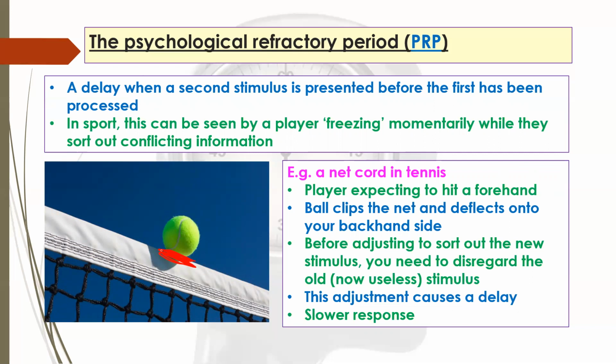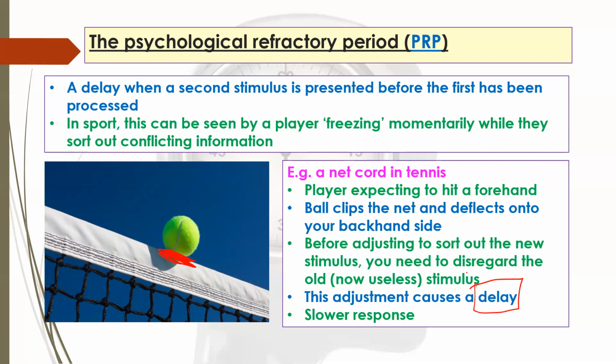And in terms of the thought process involved, you can't just think, all right, it's onto my backhand, and then immediately change. There's a little bit of a process here. Before you adjust to sort out the new one, i.e. it's coming onto my backhand, you need to disregard the previous one, which is now useless. So you've still got to try and see through that process of, it's coming onto my forehand, I'm going to hit a forehand. But then before that actually happens, the ball clips the net and it starts coming onto your backhand. So you've got to suddenly think, forget the forehand, now I'm going to hit a backhand. That adjustment causes a delay. And the delay is the psychological refractory period.